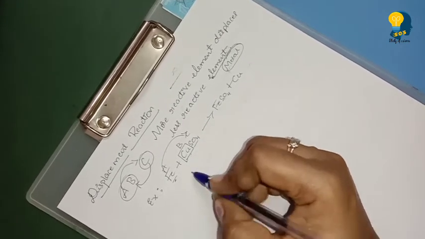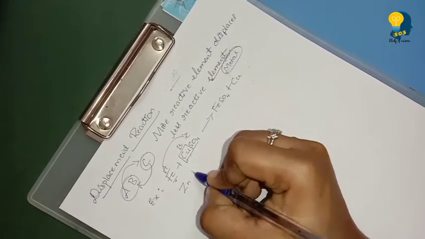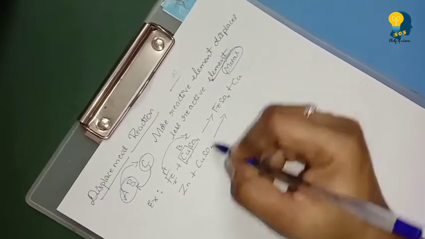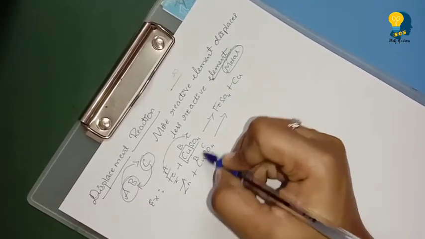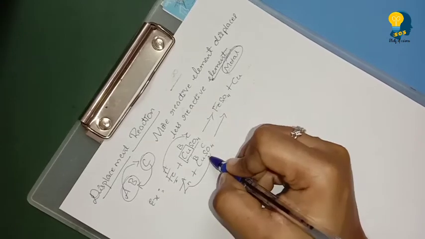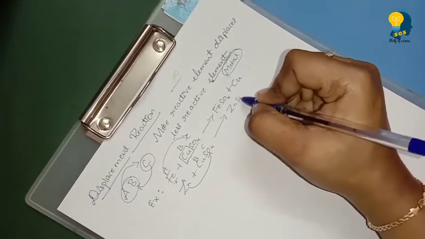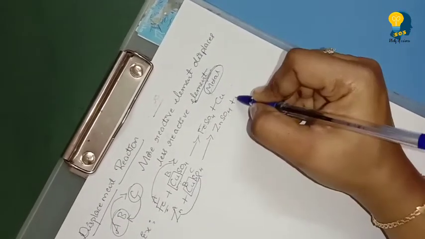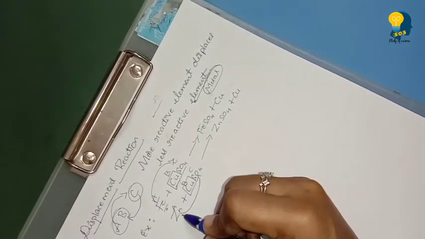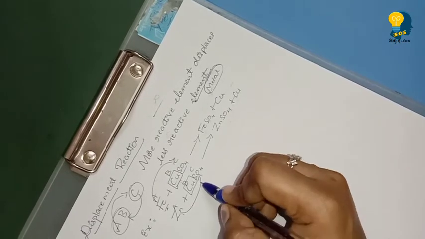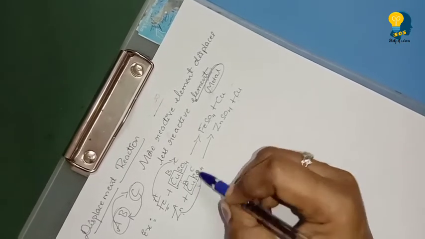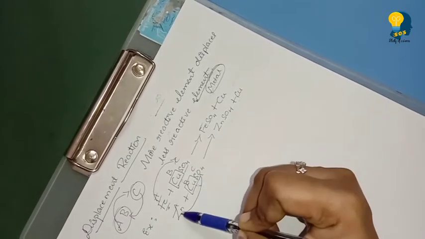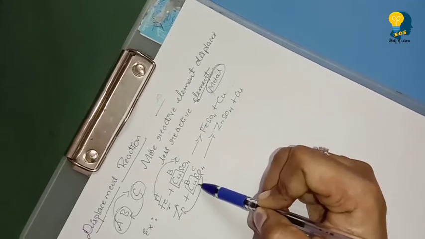Okay, so let's write another example. Zinc plus CuSO4. Again, think of it as A, B, C. A combines with C. ZnSO4. What is displaced again? Copper is displaced. Zinc is more reactive than copper. It displaces copper from the copper sulfate solution. More reactive metal displaces the less reactive metal.